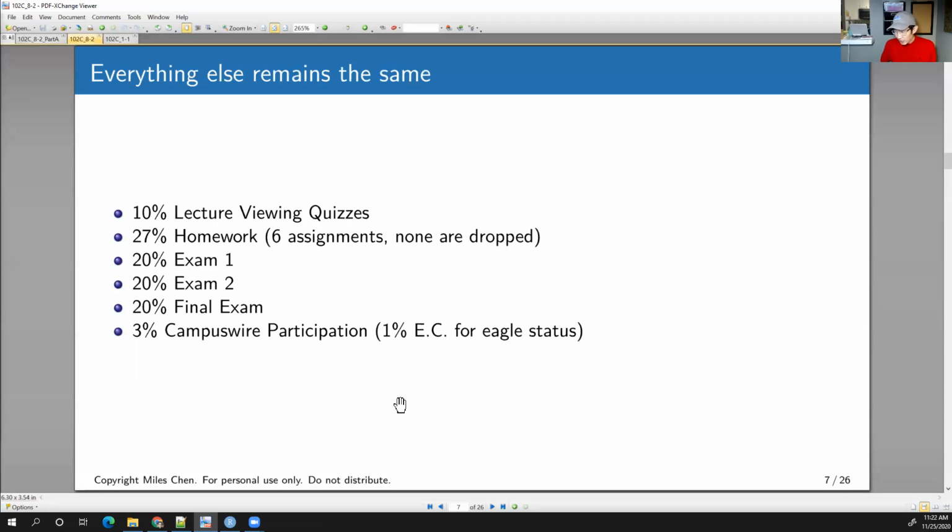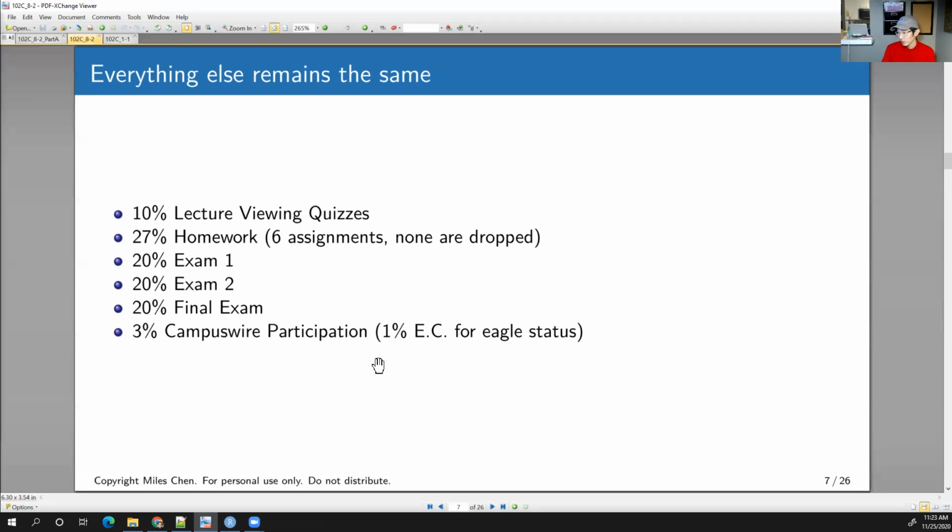Okay. All right, so everything else remains the same as far as the grading scheme. So these percentage points remain the same: 3% for campus-wide participation, and 1% extra credit if you achieve Eagle status on Campus Wire.